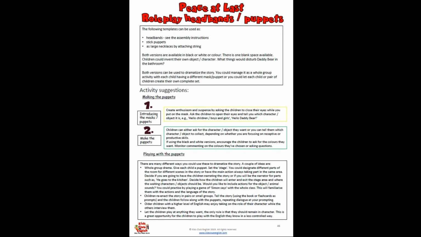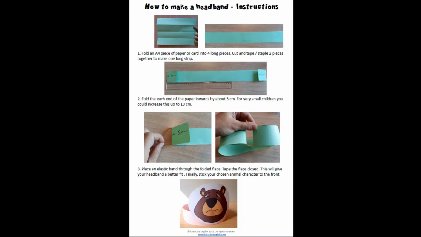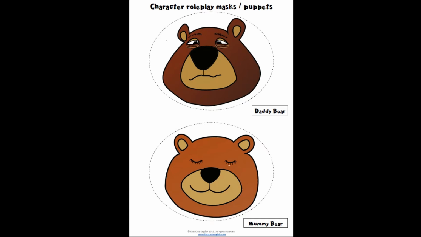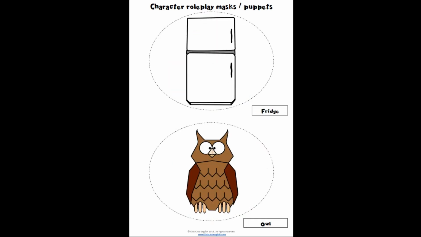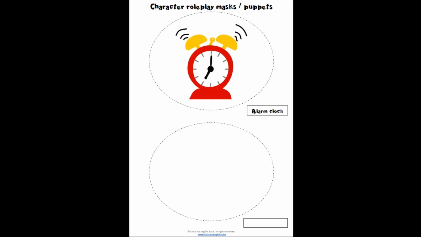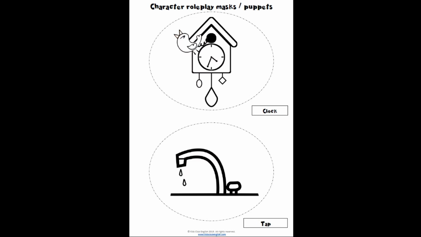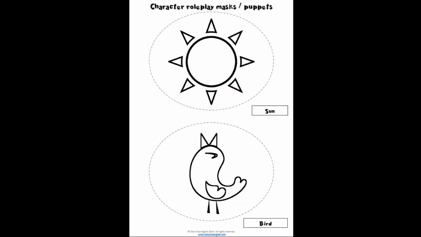Okay, so we've got role play headbands and puppets too. Okay, so another good fun thing to use if you're doing retelling activities, some drama activities in the class. So you can either print and have them cut out in colour, or do it as a colouring activity as well. Okay, so you've got different objects.